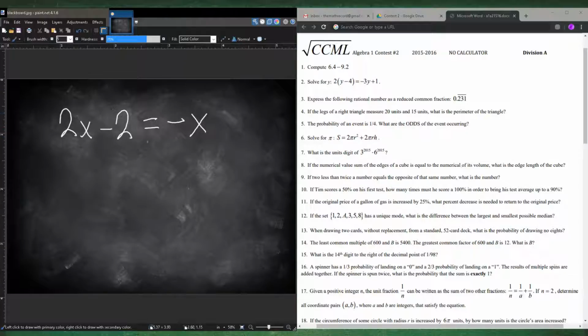What is that number? So you add an x to the other side, so you get 3x. Add 2 to the other side, so you get 2. So x is 2 over 3. So number 9 is just 2 over 3. Not that hard.